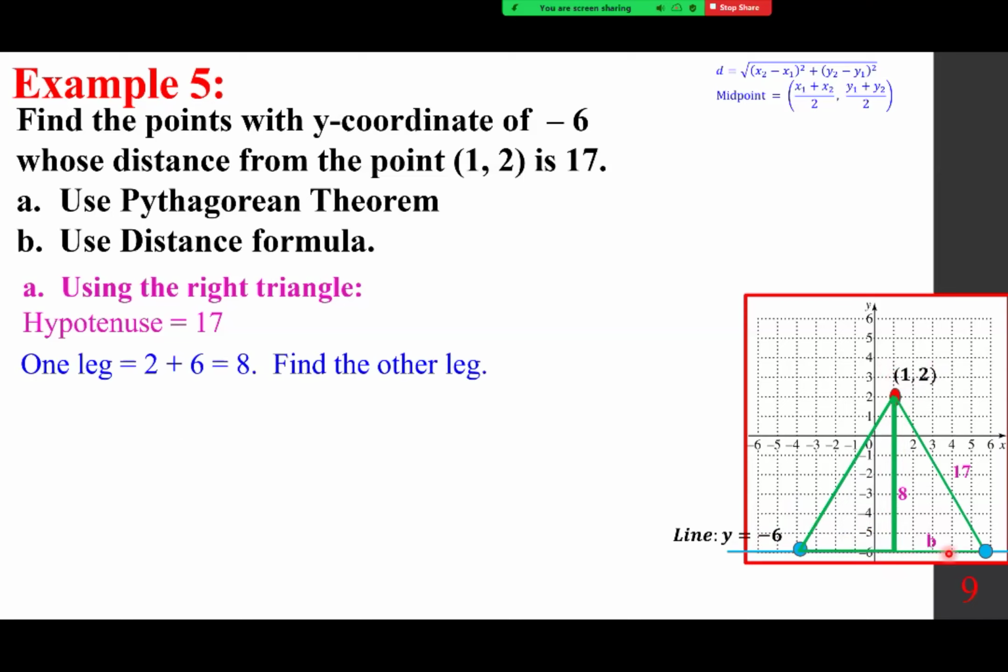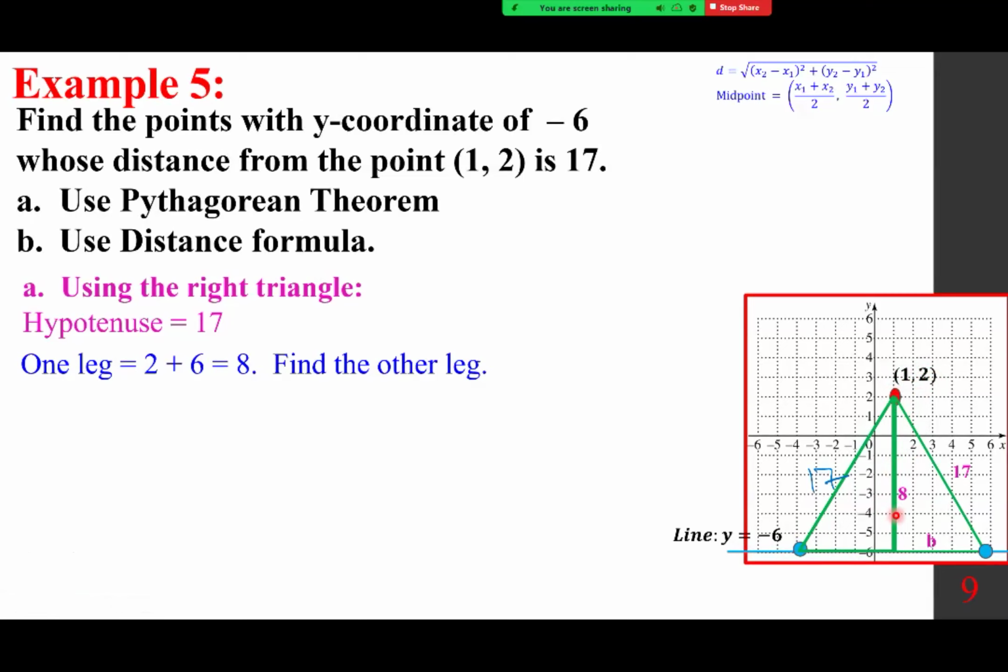So again, just to cover that one more time. Find the points with y coordinates -6. So we have a couple of points here whose distance from (1, 2) is 17. So this is 17. This is also 17. What is this distance? Because y equals -6, from the x-axis to this is 6. And from here to here is 2 because it has coordinates (1, 2). So from here to here, it's 8.